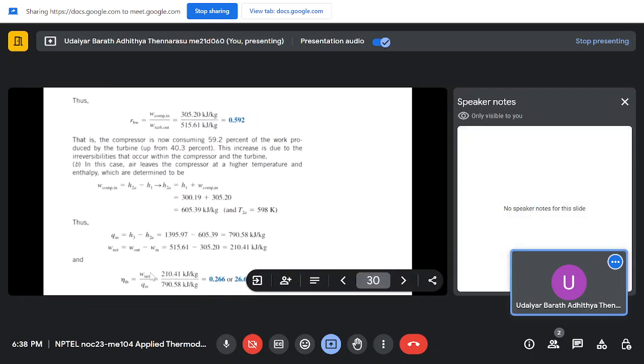So if you see, thermal efficiency is W net by the heat added. W net is 210.41 kilojoule per kg. So divide by the heat input which we have calculated, 790.58 kilojoule per kg. So the thermal efficiency of the cycle is 26.6%.